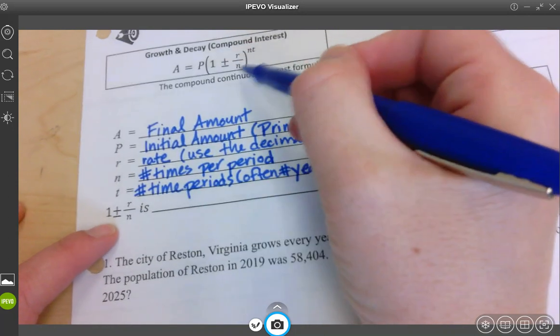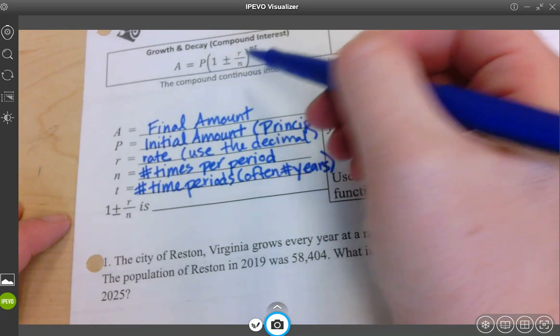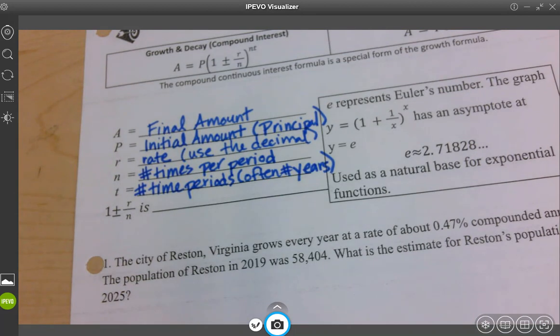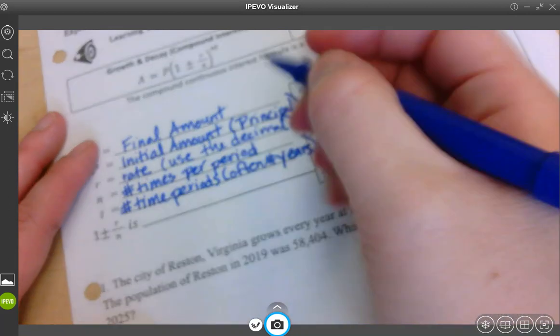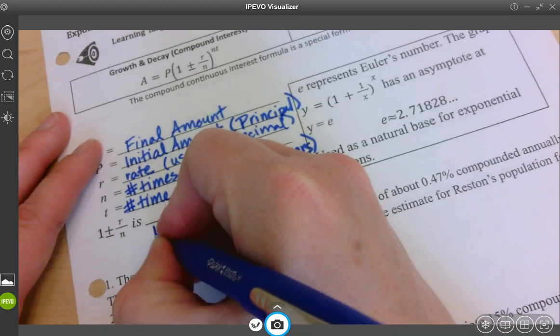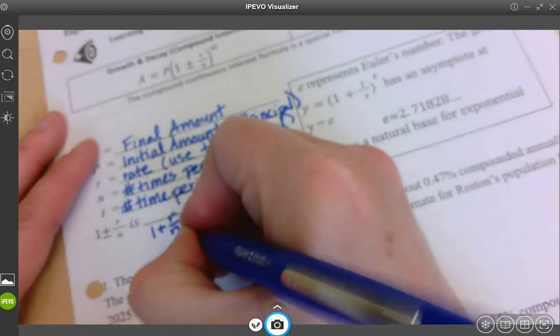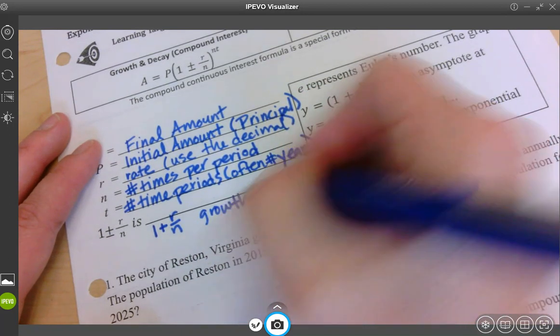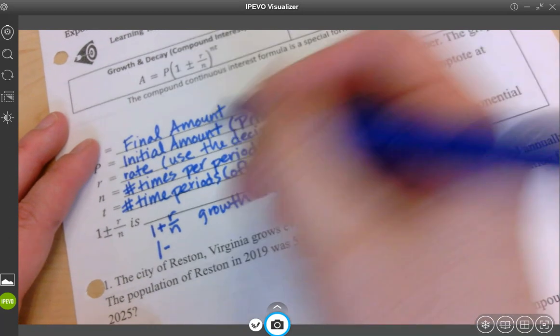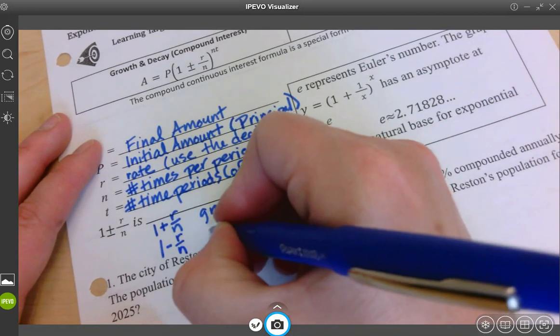Notice it's the base of your exponential. Do you guys remember what we called the base of your exponential last lesson? I was asking you to identify the what? It was like the growth factor or the decay factor. Remember that? And when I asked you to find the growth factor or the decay factor, it was the base of that exponential. So it's either your growth or decay factor. And actually, I'm going to write them separately here. So 1 plus r over n would be a growth factor. Very good. 1 minus r over n would be a decay factor.